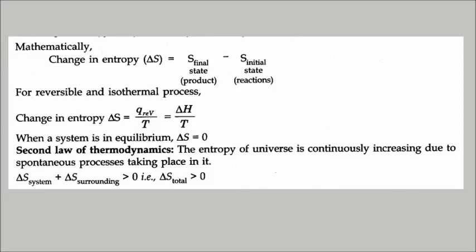According to the second law of thermodynamics, the entropy of the universe is continuously increasing due to the spontaneous processes taking place in it. That is, we can write delta S system plus delta S surrounding is greater than 0, or we can say delta S total is greater than 0. So this is the second law of thermodynamics.